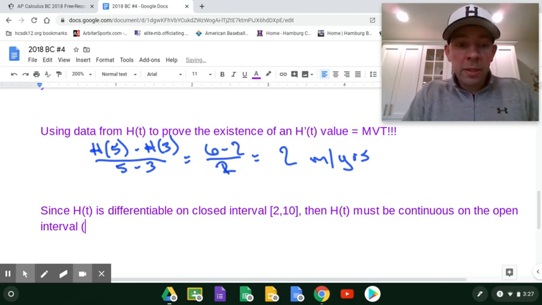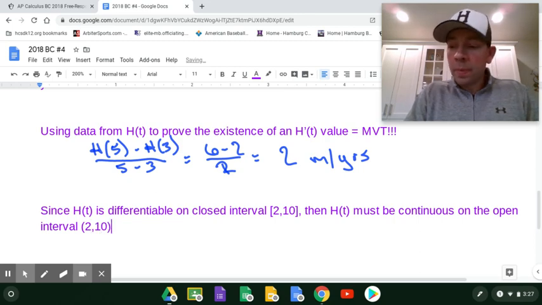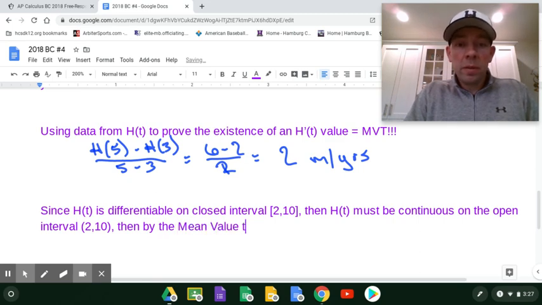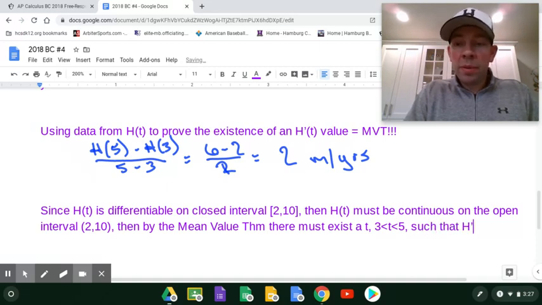2 to 10, okay. Then by the mean value theorem, here's my favorite part, there must exist a t, and we'll say 3 is less than that t, which is less than 5, so we're kind of sandwiching it in, such that h prime of t equals 2. Boom!